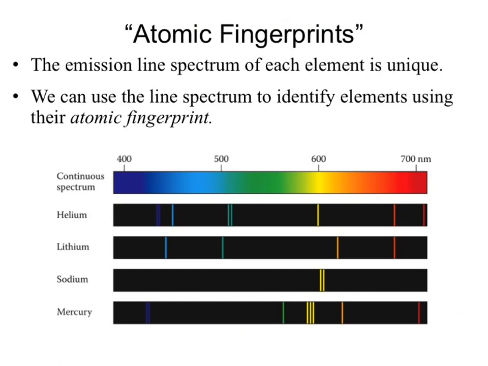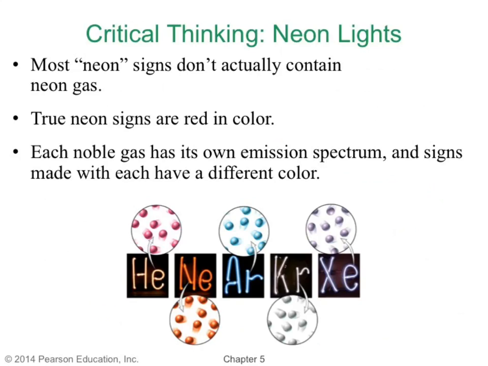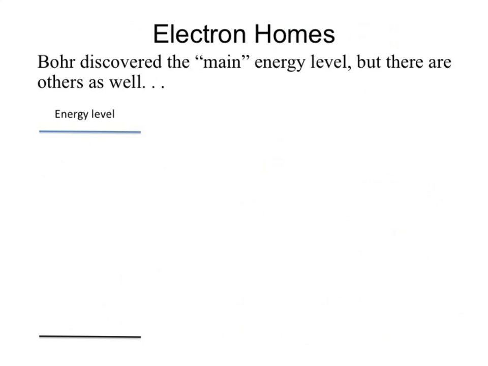Yes? Does gas have more atomic fingerprints than like a metallic thing? I think I see what you're saying, and not necessarily. Gases are easier to excite. That's about it. So neon lights generate different colors. That's why for each element we see different colors from those. Okay? So now we can go to ultimately our conclusion, our electron homes.